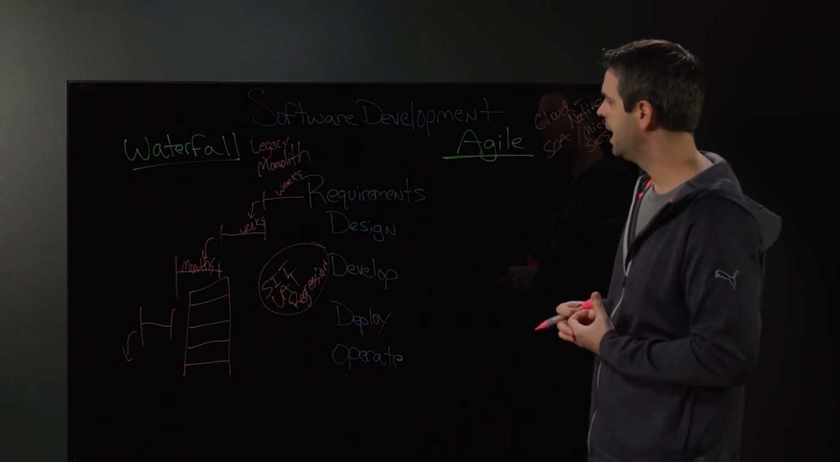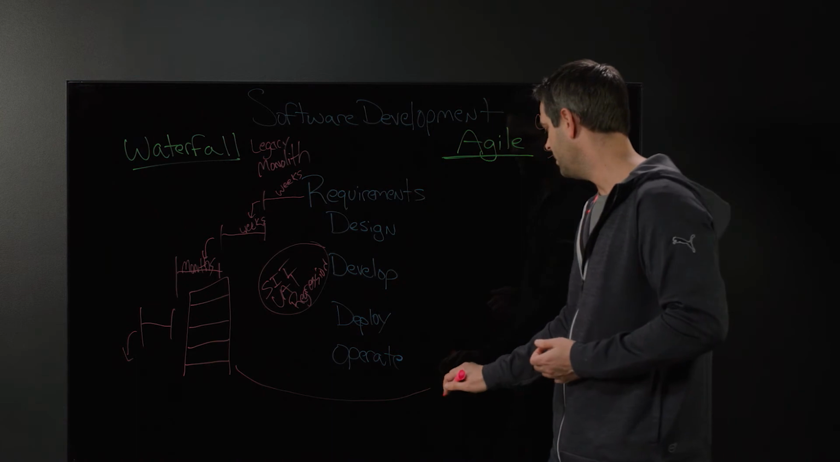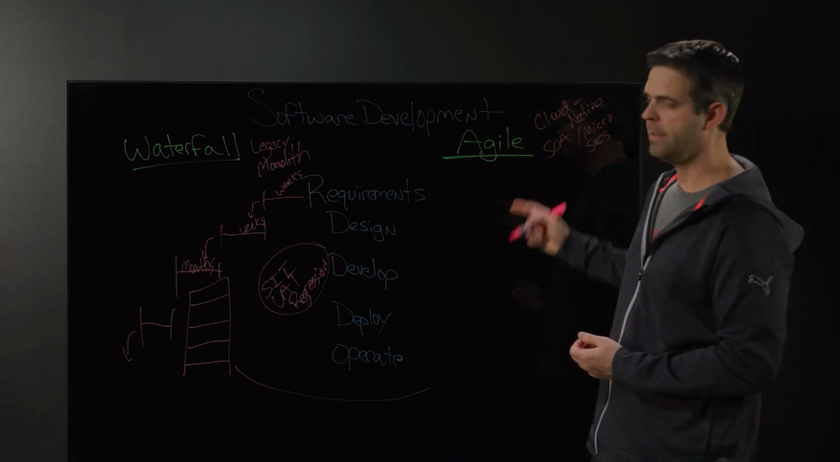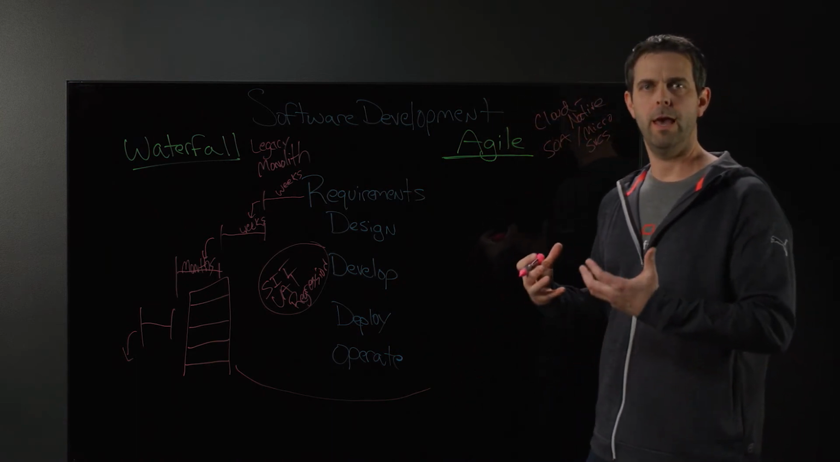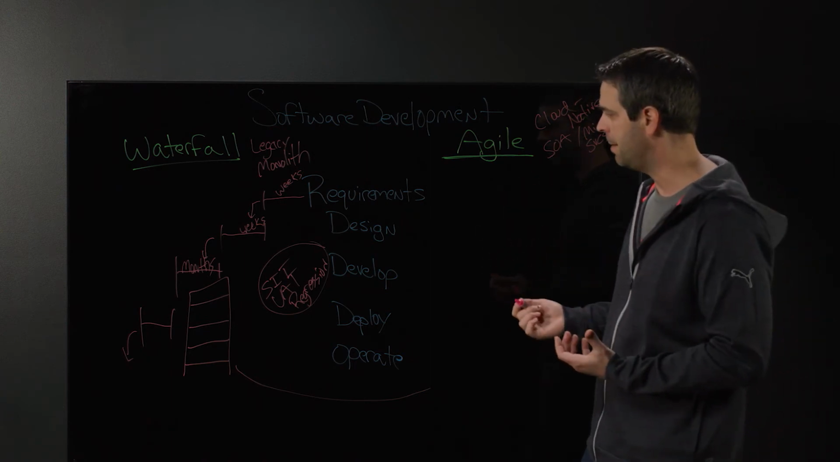Now, let's take that monolith and let's break that apart. What we're going to be doing on the Agile side is building more of, again, a microservices or service-oriented architecture type application.